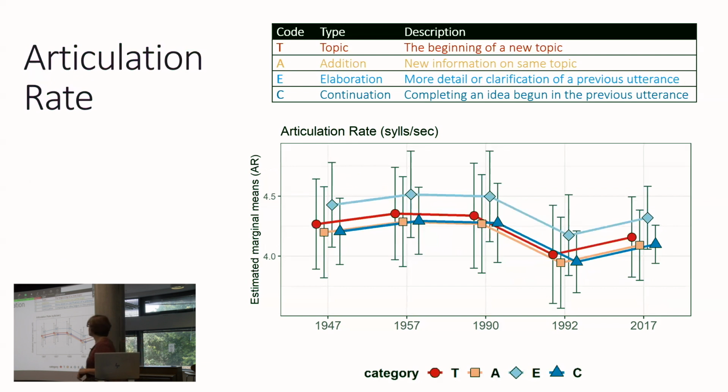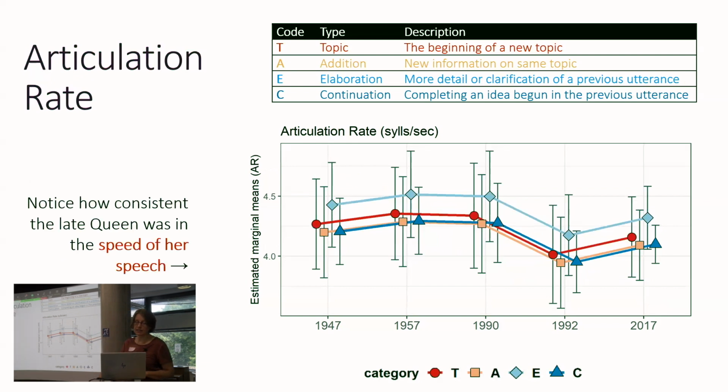If we look at her speaking rate, so the speed of her speech, articulation rate, this might look as though it's varying, but those tall bars, these black lines here, the fact that they all overlap with each other means there's actually no difference at all over time in her speaking rate from age 21 to age 91. Not at all. The one that looks different is 1992. This is the number of syllables per second. So she's got a smaller number of syllables per second, roughly, in 1992 than the others. So that's a bit slower.